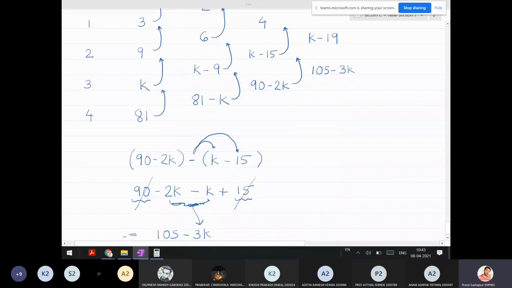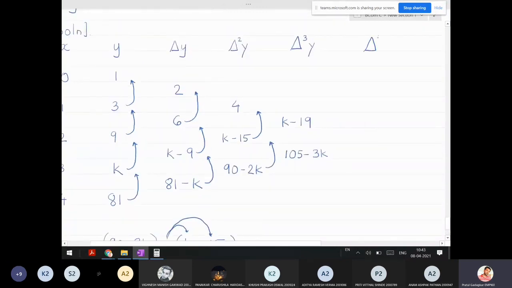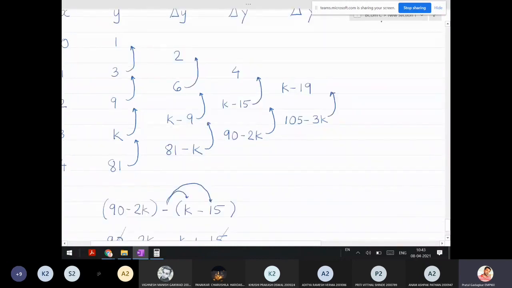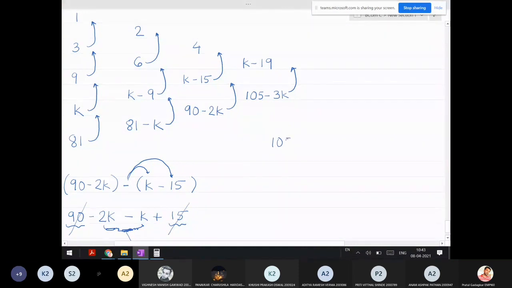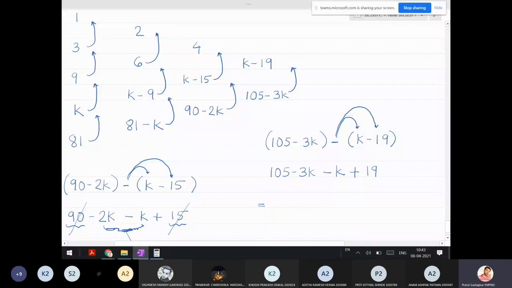Now, what is the last column? Delta raised to 4y. This delta raised to 4y is this minus this. What is that equal to? 105 minus 3k minus k minus 19. Now what will happen again? Minus k, minus and minus will become plus 19. How will I simplify this calculation? First I will add 105 and 19. What is 105 plus 19? It is equal to 124. So the work of these two is over.